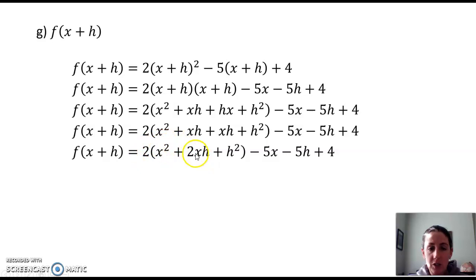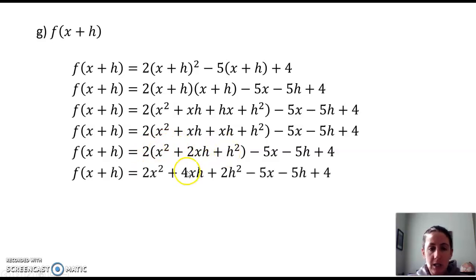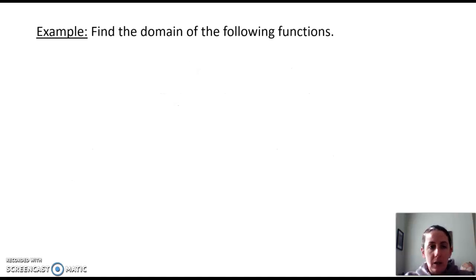Now I'll distribute this 2 to all of these terms to get 2x squared plus 4xh plus 2h squared. And I still have this minus 5x minus 5h and plus 4. Now looking here, I don't have any like terms, so I can't simplify this any further. But if I did, I would. All right, let's remind ourselves about domain.